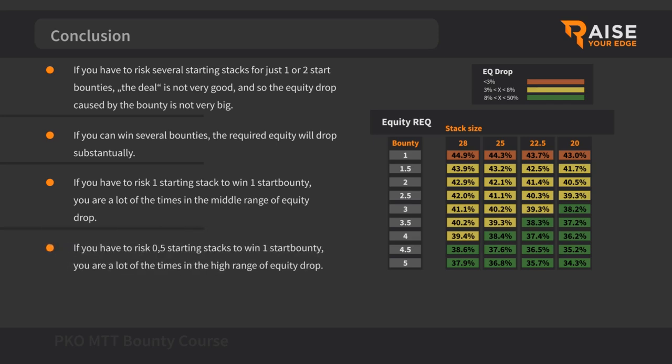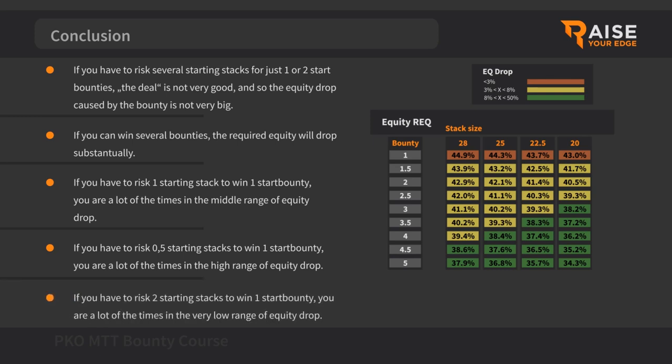If you have to risk, let's say, 0.5 starting stacks to win 1 starter bounty, you are a lot of the times in the high range of the equity drop. So in the green area, where you're over 8% equity drop, 12%, 15% equity drop, where you will have most of the time call any two. If you have to risk 2 starting stacks to win 1 starter bounty, you're a lot of the times in a very low range of the equity drop, so in the red area where the equity is nearly the same as the equity which you're getting out of the pot odds.